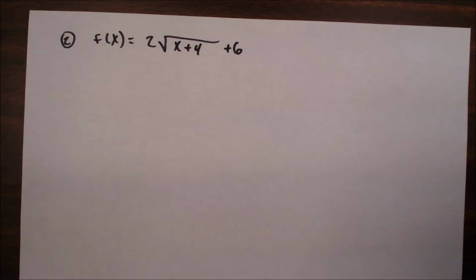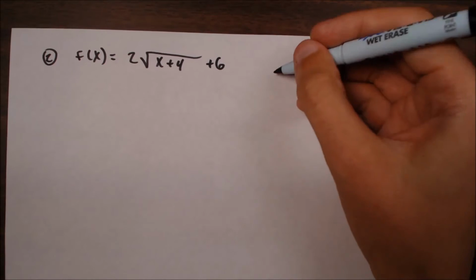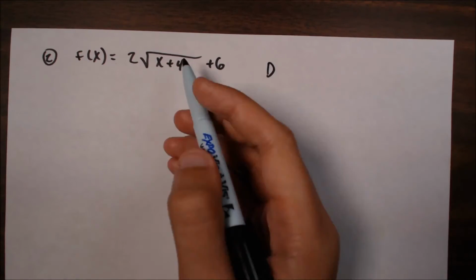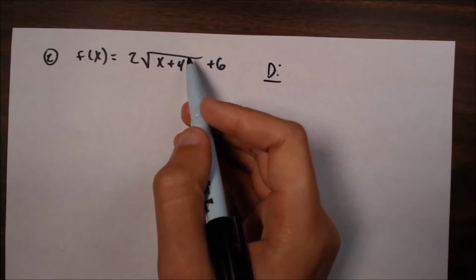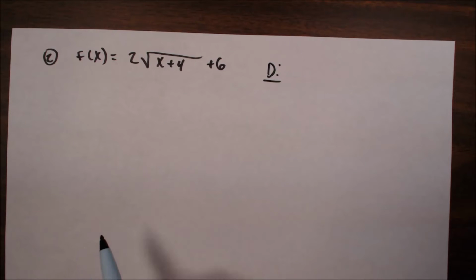All right, so now we have another example, slightly more complicated. And so first of all, we're going to find the domain. So remember, the domain is whatever would make the part underneath the radical equal 0. And that's going to be -4. And it's going to go to the right.